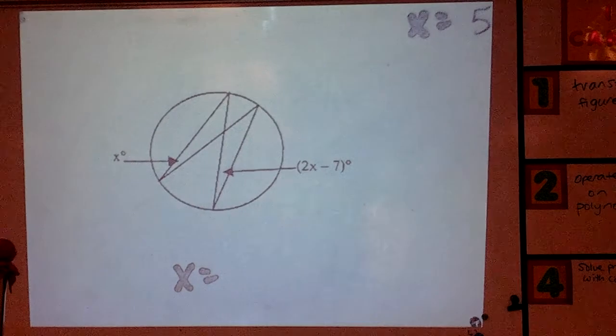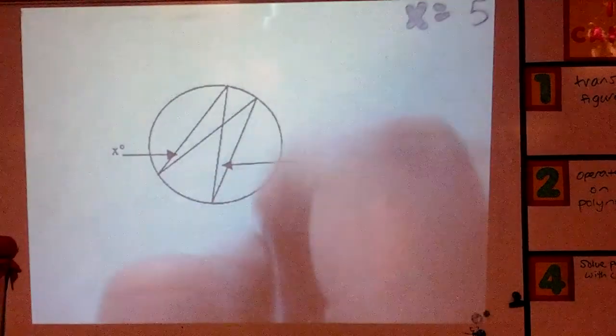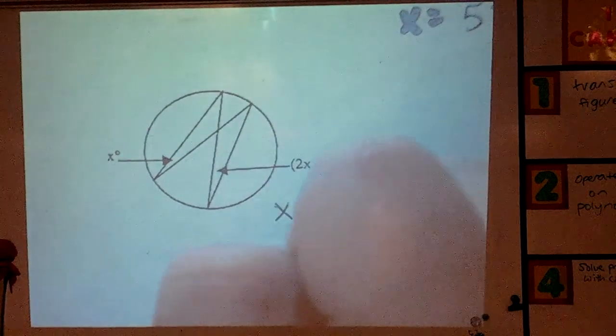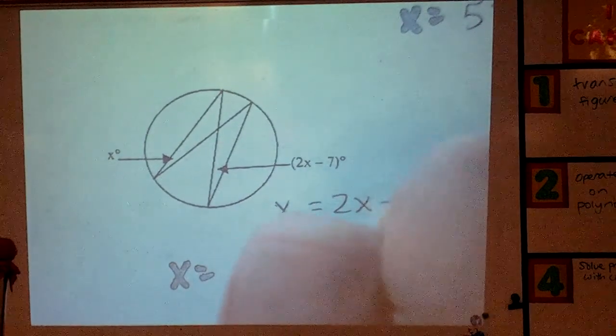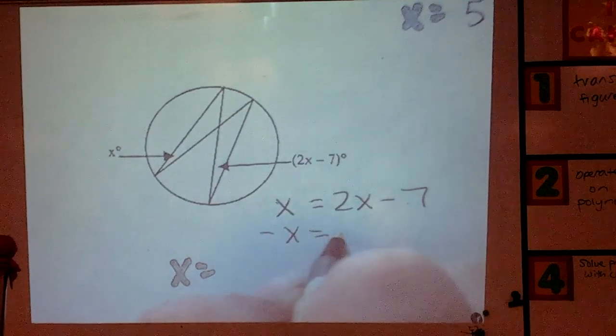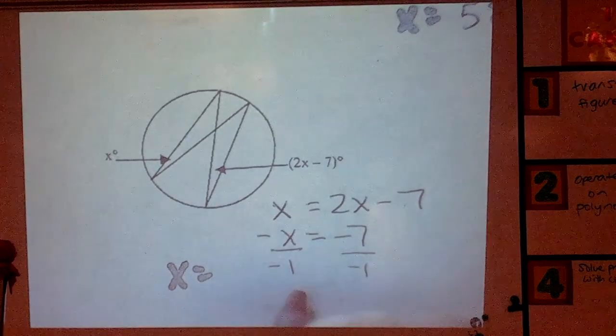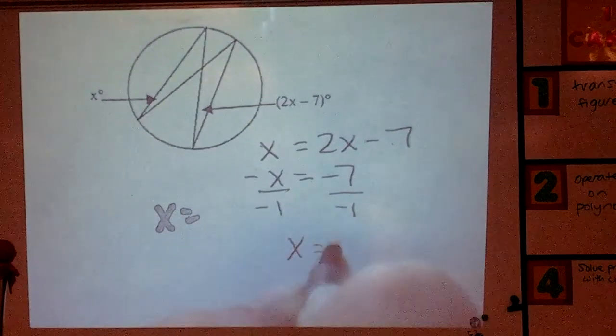Next one is asking us to know that two angles that intercept the same arc are congruent. So x is equal to 2x minus 7. Subtract the 2x over. Oh no, I have a negative. Divide by negative 1. So x equals 7.